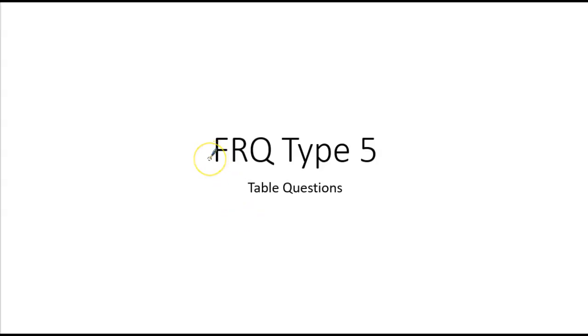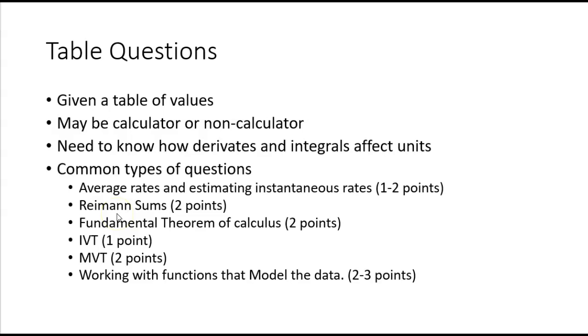All right, guys, let's talk about FRQ type 5, table questions. These are very common on the AP exam. The way that these work is typically you're going to be given a table of values. I've seen these go back and forth between being calculator and non-calculator. They are probably more often non-calculator, though.